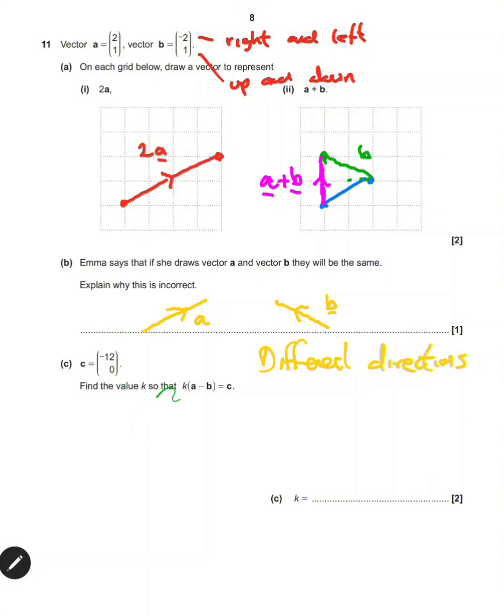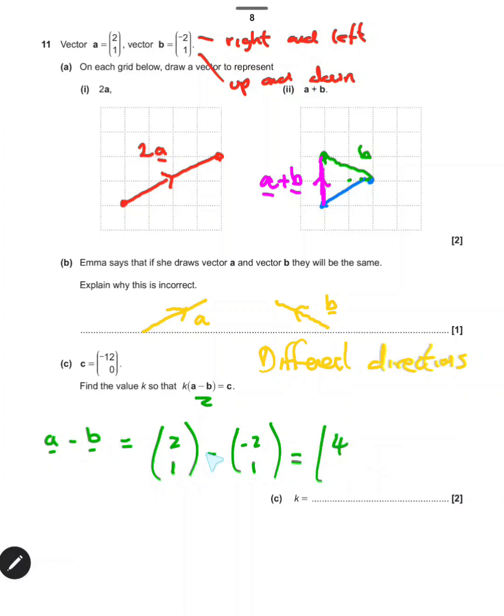Final part of this question says, find the value k so that k lots of a minus b equals c. Well, if we focus just on this bracket and do a minus b, we can write these vectors out. A is 2, 1. And we're going to take away b, which is minus 2, 1. And I'm just going to work out the answer to this calculation. So I've got 2, take away negative 2. That would be 4. Then I've got 1 take 1, which is 0. This is the answer to a minus b.